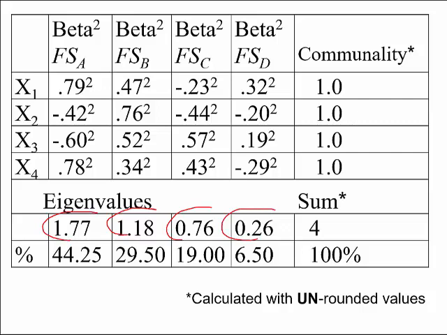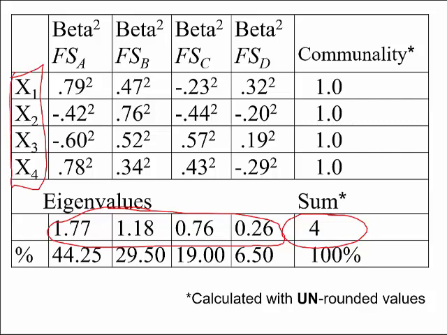then to 0.26. One thing to note here is that the sum of my eigenvalues, if I extract all the factors that I can extract, or all the components I can extract, so if I have 4 items and I extract 4 factors or 4 components, will equal the number of items that I have. So if I have 4 items, the sum of my eigenvalues will be 4, and that will always be true. The sum of your eigenvalues will always equal the number of items that you have if you extract all possible factors or components that you can extract.